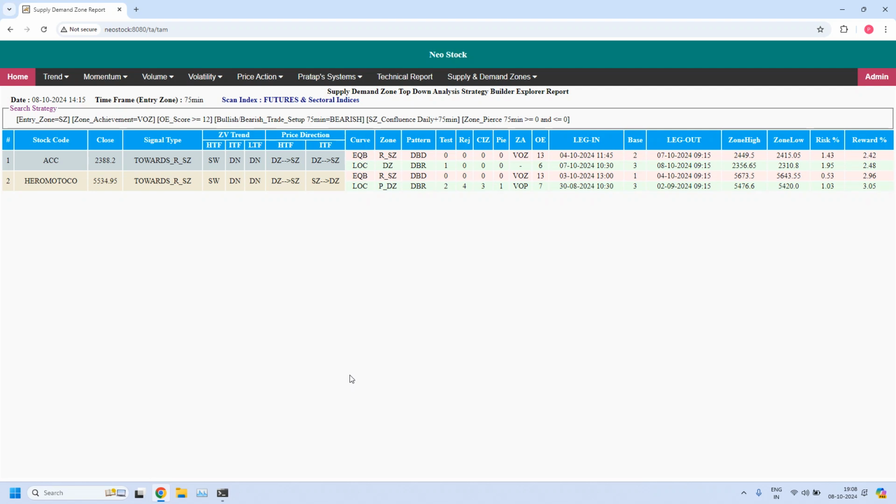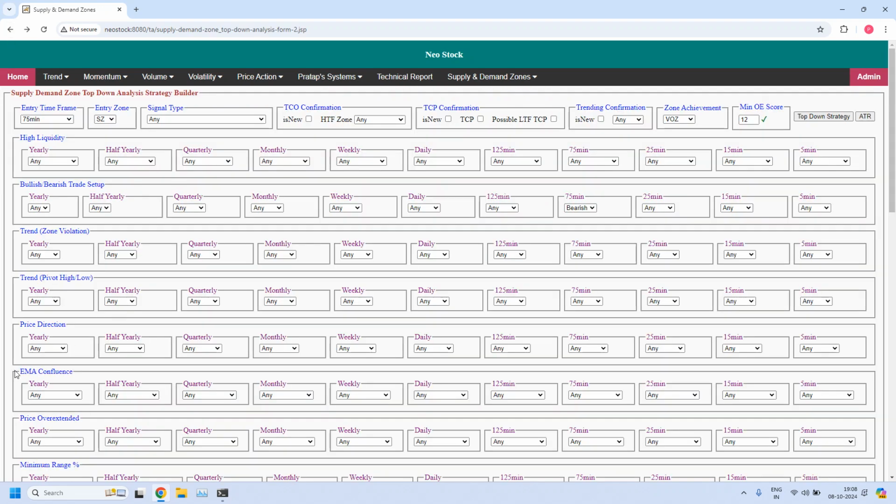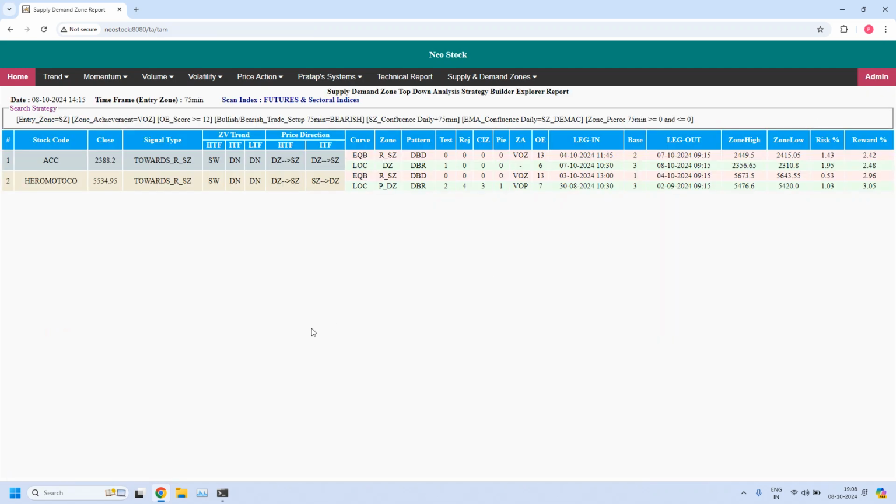That means the 75 minute supply zone is part of the daily supply zone, and the daily trend is downtrend because it is a bearish trade setup. If these daily supply zones have any EMA confluence, it is an even higher probability setup. So in the EMA confluence at daily time frame, I am enabling the filter daily demand zone with daily EMA confluence. Sorry, daily supply zone, not demand zone. With the daily supply zone with daily EMA confluence filter enabled, both the stocks are filtered. That means both the stocks are even higher probability.